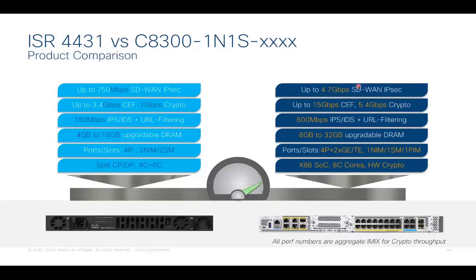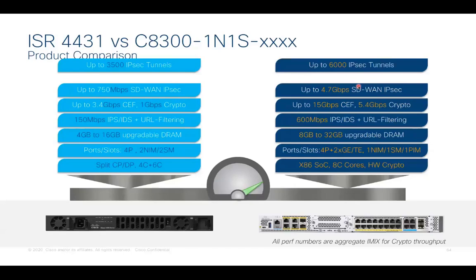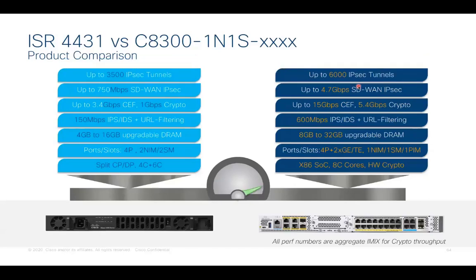In terms of SD-WAN IPsec, we support close to 5 Gbps on 8300 versus 750 Mbps on 4431. And in terms of scale, the scale remains the same for 2RU and 1RU platforms, 6,000 IPsec tunnel support for SD-WAN and traditional use case versus 3,500 IPsec tunnel on ISR 4431.